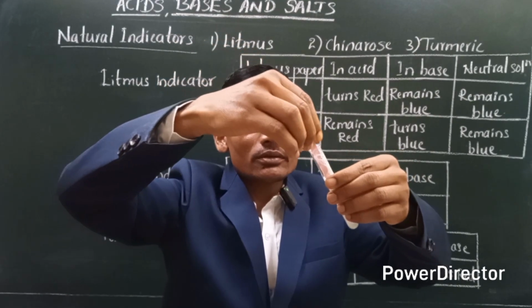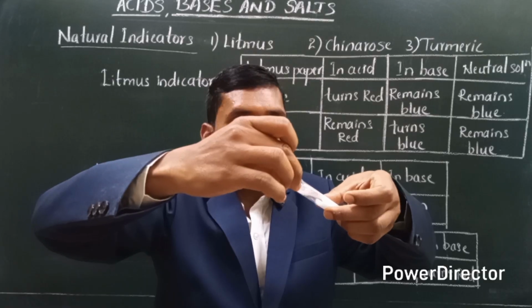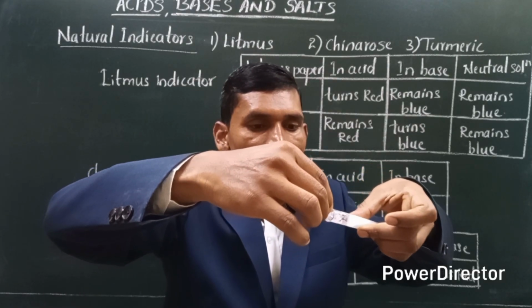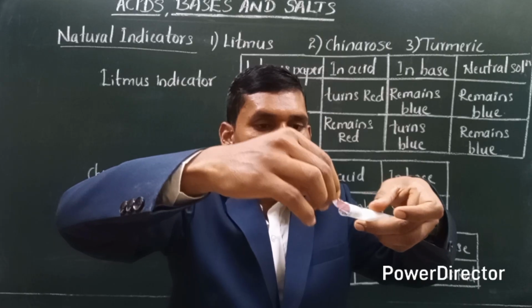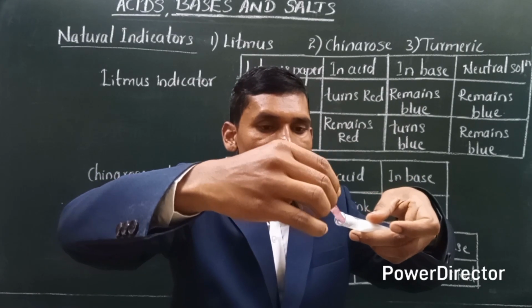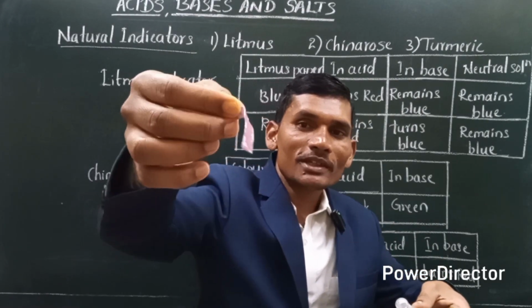Next we'll check it with red litmus. If the color of the red litmus changes, we'll see. Yes, it is changing to blue color. You can see here. It means it is mouthwash.